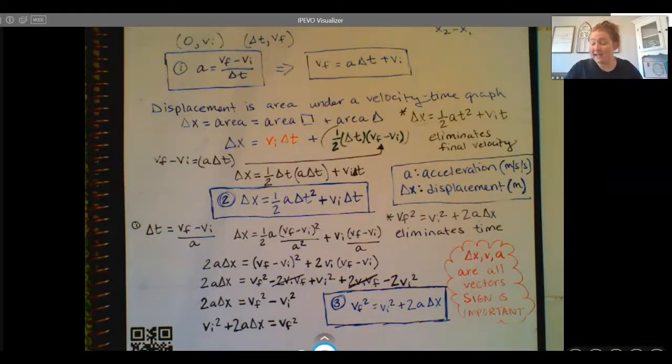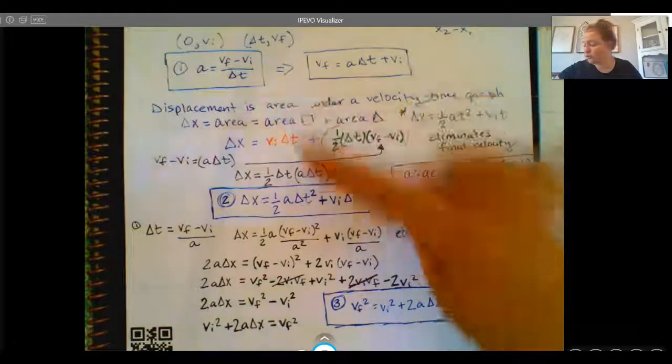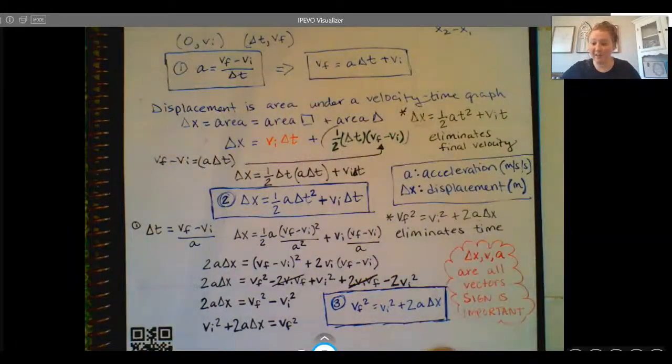Remember, if you are speeding up, the sign of your acceleration is going to be the same sign as your velocity. If you are slowing down, then the sign for your acceleration will be opposite the sign of your velocity. So it's easy to know the sign of your velocity because that's what way you're moving. If you're moving to the right, it's positive. To the left, it's negative. And then you just have to remember, am I speeding up or slowing down in order to figure out the sign of your acceleration. So today we're going to use these three equations to practice some problems.